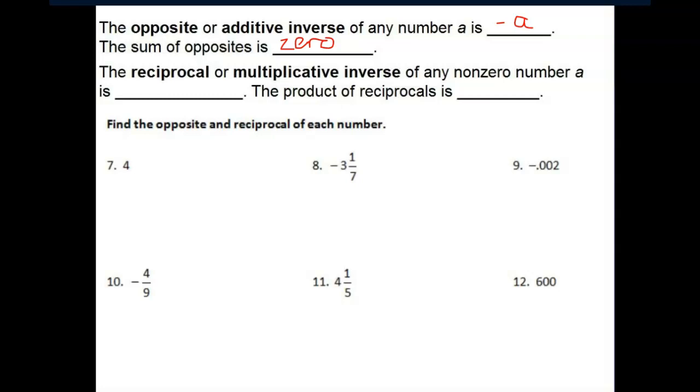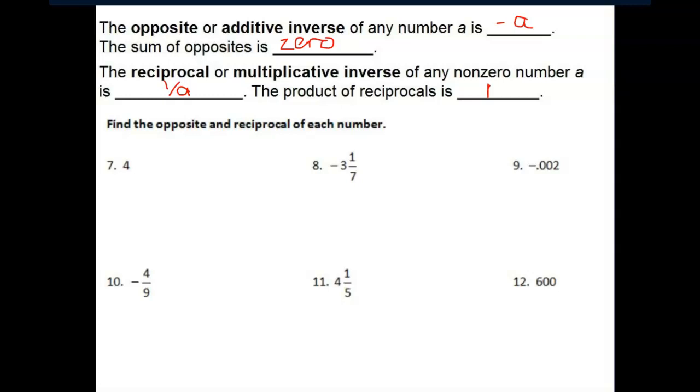The reciprocal or multiplicative inverse of any number A is 1 over A. So the reciprocal is 1 over A. The product of the reciprocals is 1.